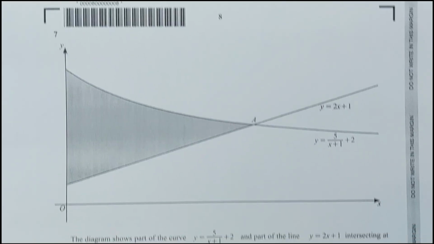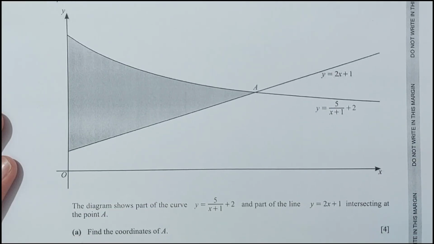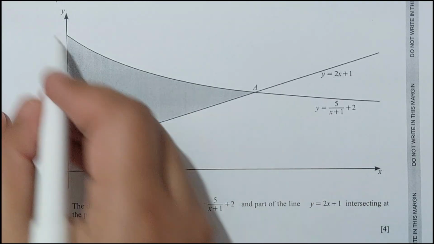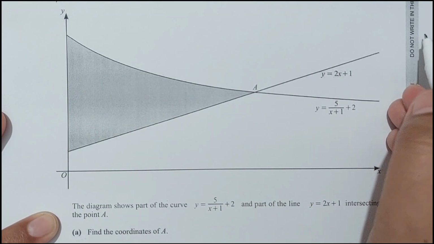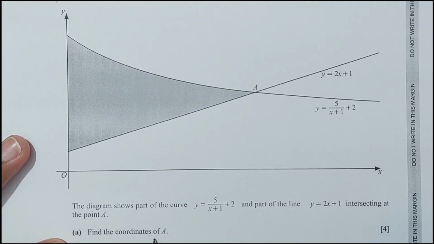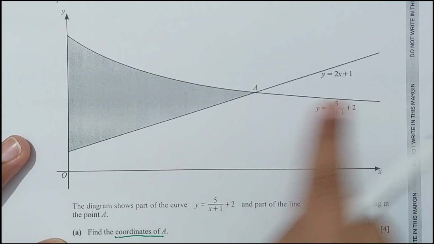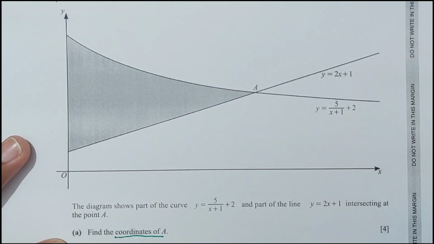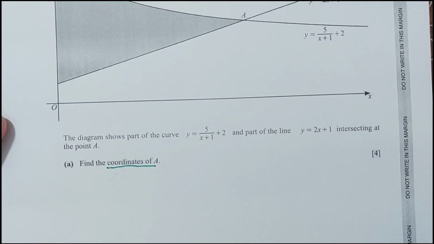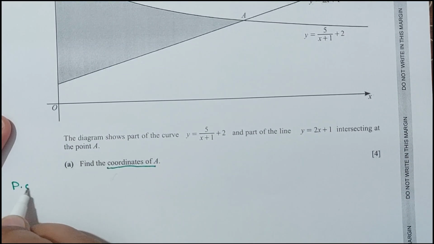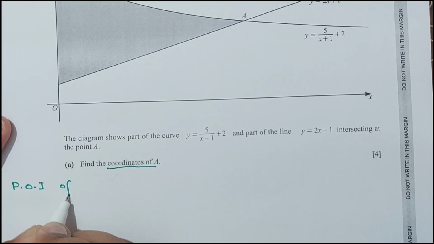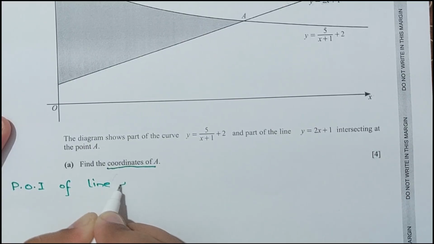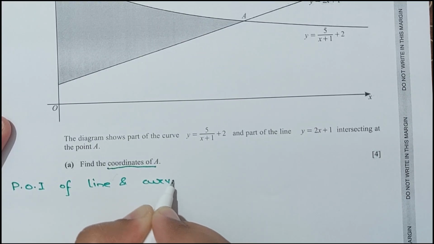Question number 7. The diagram shows part of the curve and a part of the line intersecting at a point A. We have a curve and we have a line. Part A, find the coordinates of A. We have to find the point of intersection of this curve and the line. That would be the coordinates for A, right? So the point of intersection of line and curve.